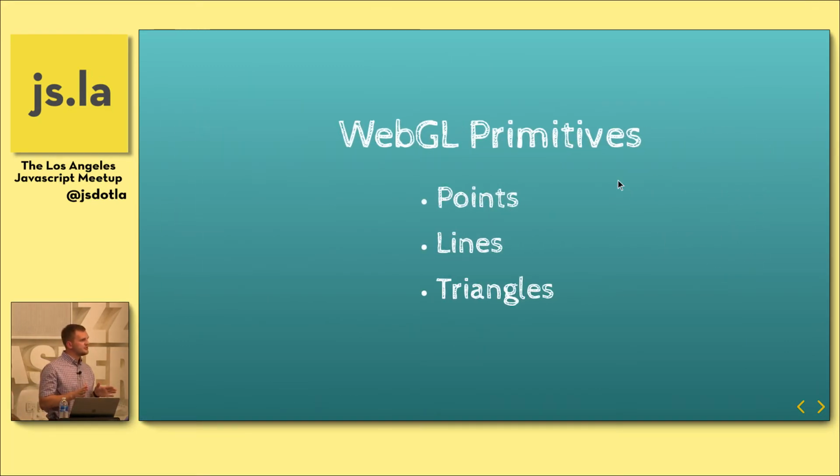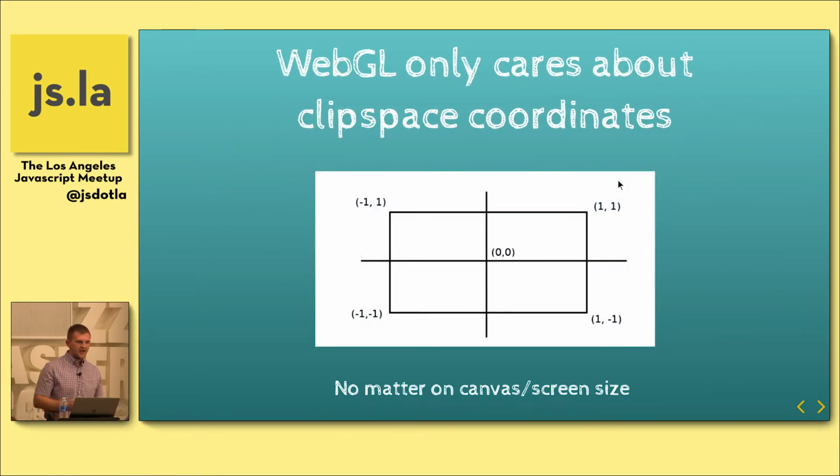All WebGL can do is draw three primitives: points, lines, and triangles. No rectangles, no cubes, or something similar. If you want to create something different, you should use a combination of these primitives. For instance, if you want to draw a rectangle, you should use two triangles. And one more important thing: WebGL only cares about its own clip space coordinates. It goes from -1 to 1, and the same for 3D. It doesn't matter what your canvas and screen size are, and any point outside this area will not be drawn.